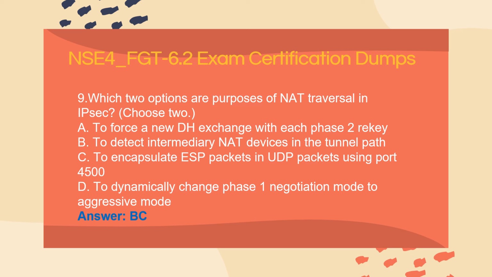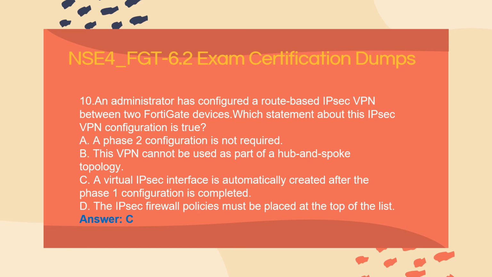9. Which two options are purposes of NAT traversal in IPsec? Choose 2. A. To force a new DH exchange with each Phase 2 rekey. B. To detect intermediary NAT devices in the tunnel path. C. To encapsulate ESP packets in UDP packets using port 4500. D. To dynamically change Phase 1 negotiation mode to aggressive mode. Answer BC.